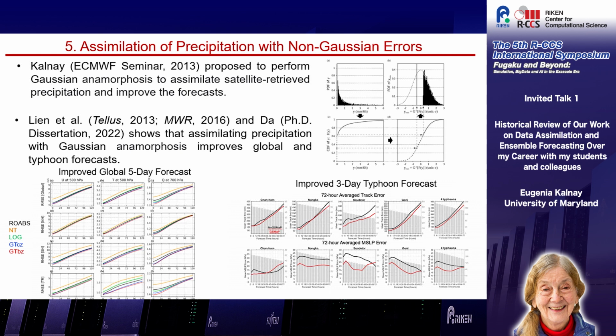With my student Cheng Da, we showed that assimilating GPM-based GSMaP precipitation improves typhoon track and intensity forecasts for almost 3 days.